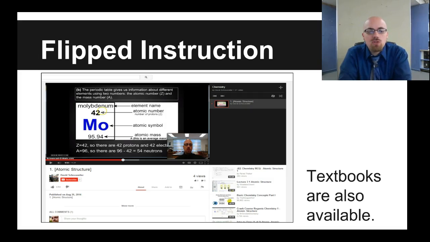First of all, flipped instruction is based off of the concept that students, instead of doing homework at home, where they don't have the opportunity to ask questions of the teacher, and really that's where, during the practice and applying, students need the most feedback and guidance. Instead of doing that at home, they do that in class. And in class, instead of just listening to me lecture for 20 or 30 minutes, students are expected to watch a screencast in order to be prepared.